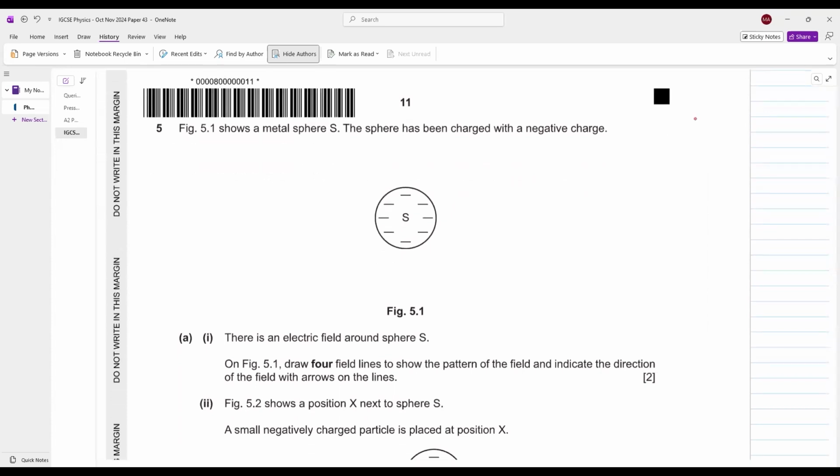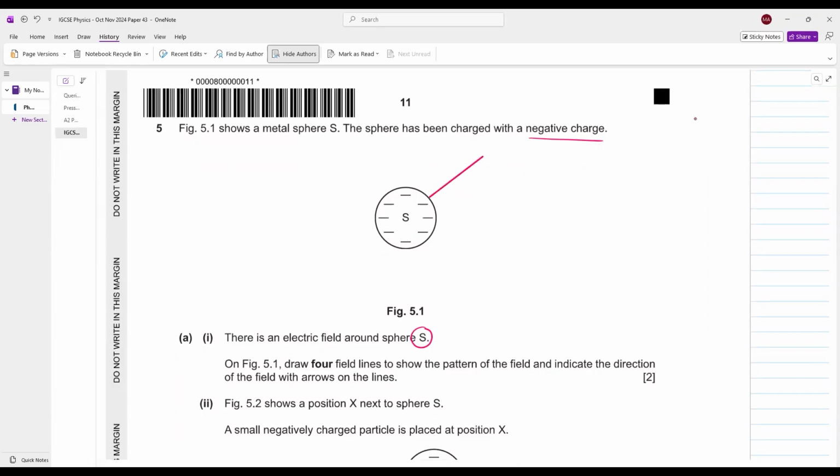Figure 5.1 shows a metal sphere S. The sphere has been charged with a negative charge. Okay, sphere with a negative charge. There is an electric field around sphere S. Perfect. On figure 5.1, draw four field lines to show the pattern of the field and indicate the direction of the field line with the arrows on the line.